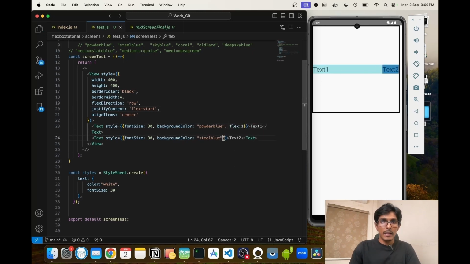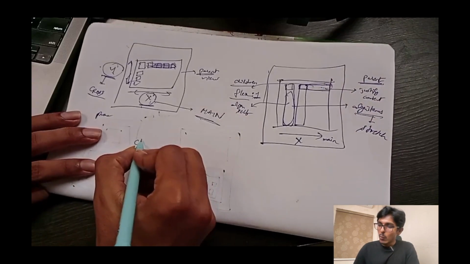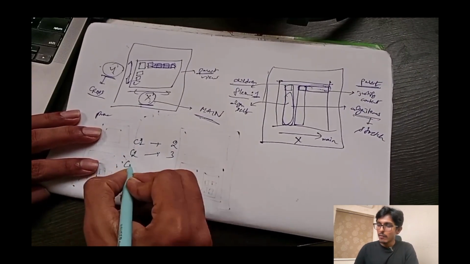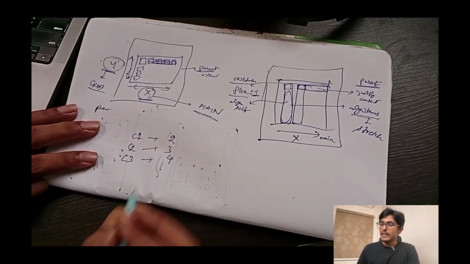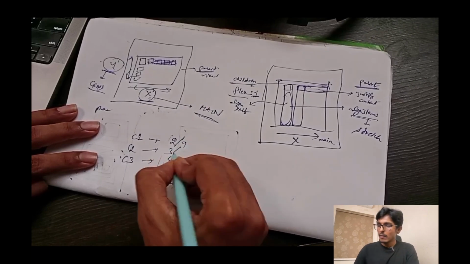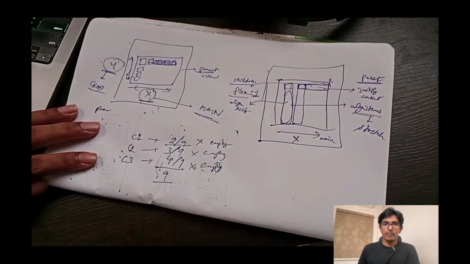But let's say the other child says flex 2, then the empty space is split in the ratio of 2:1. So to be clear, if child 1 says flex is 2, child 2 says flex is 3, child 3 says flex is 4, then what React does is, it sums up these numbers, so 2 plus 3 plus 4, 9, divides every number by 9 and multiplies this fraction with the empty space.